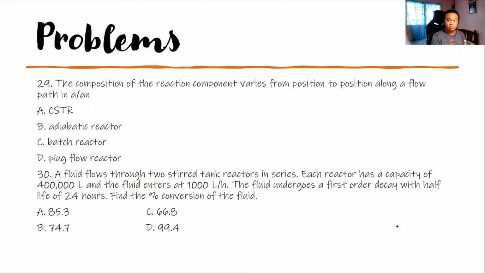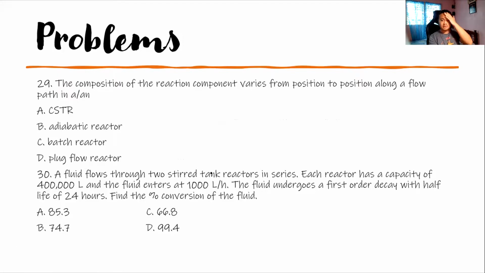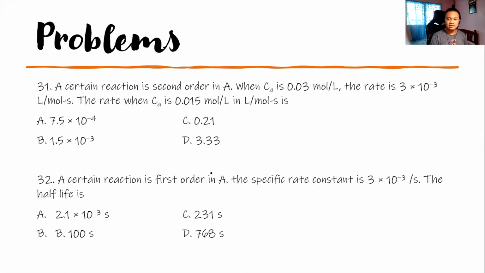Okay, so we left off last time, right? We were just talking about CSTRs and PFR, the continuously stirred tank reactor and plug flow reactor, and then the batch reactor. Now we're going to continue to dive into these types of reactors. In number 31, we are asked: second order in A.